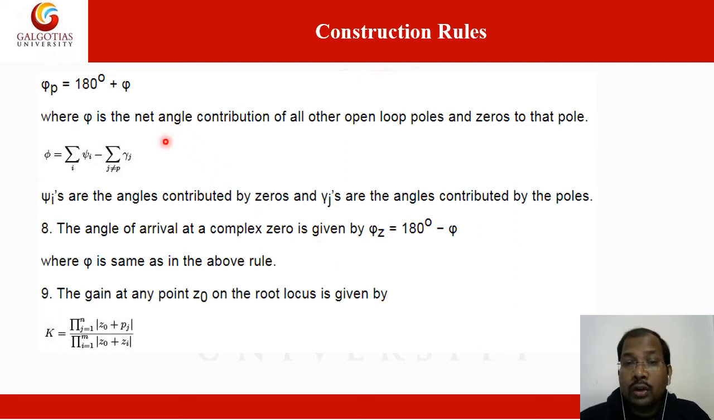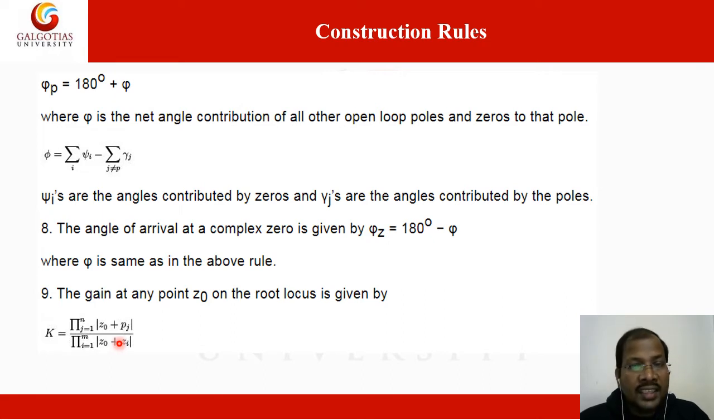When we want to calculate the gain at any point z, k is equal to the product of the absolute values of the distances from this point z naught to all the poles, divided by the same product for the zeros. So poles divided by zeros, and we get the gain.